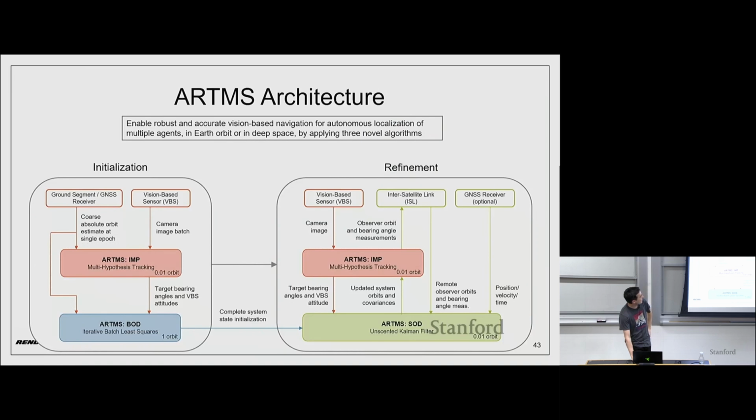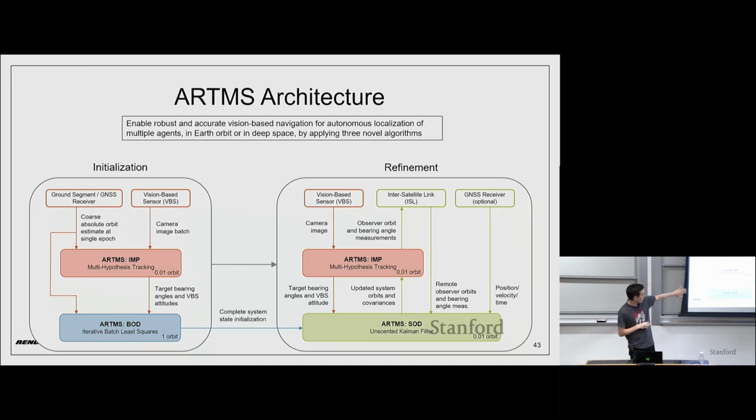This is a block diagram of the Artemis navigation architecture for angles-only navigation. The goal here is robust and accurate vision-based navigation for autonomously localizing multiple agents, applicable to both Earth orbit and deep space. It's divided into 2 steps: on the left is an initialization step, where, given no prior information about the target, how do we compute an initial state estimate? And on the right is a refinement step, where we want to refine that state estimate over time.